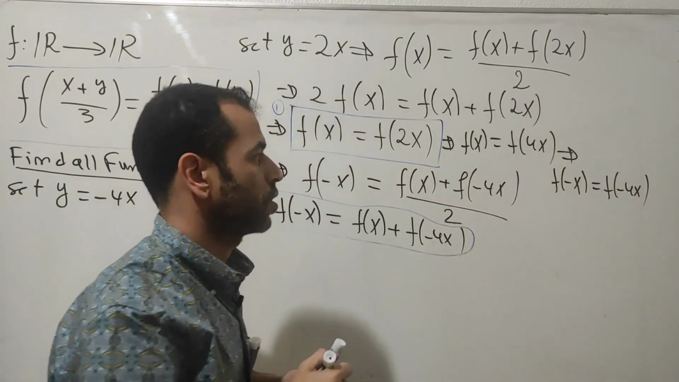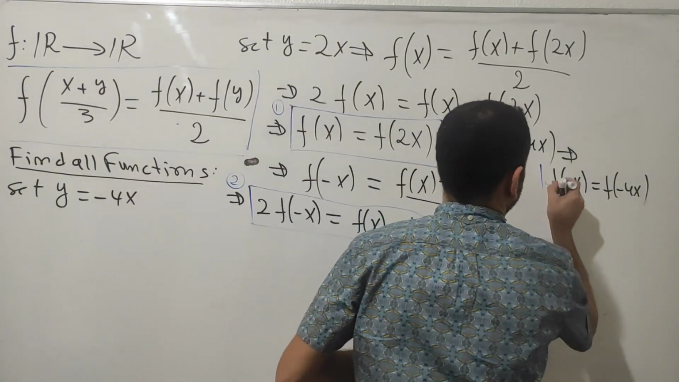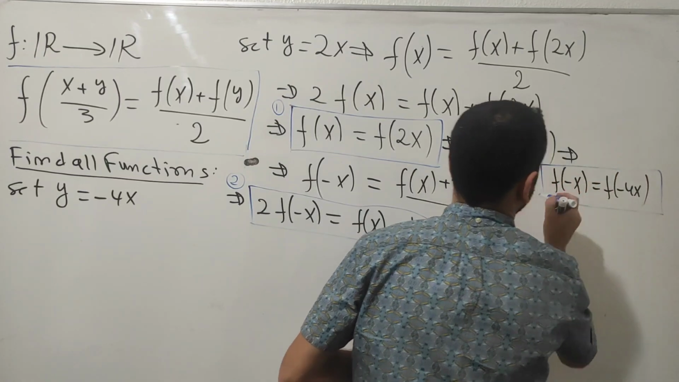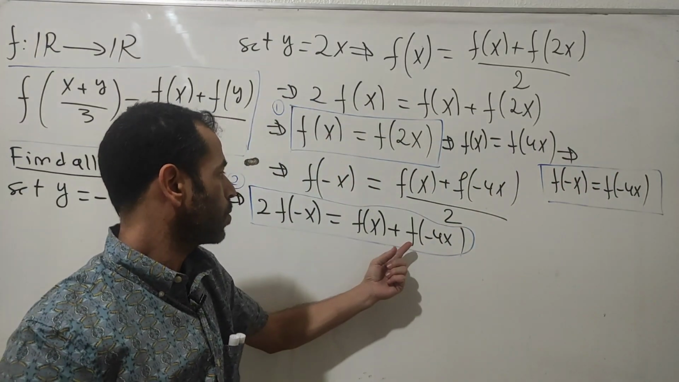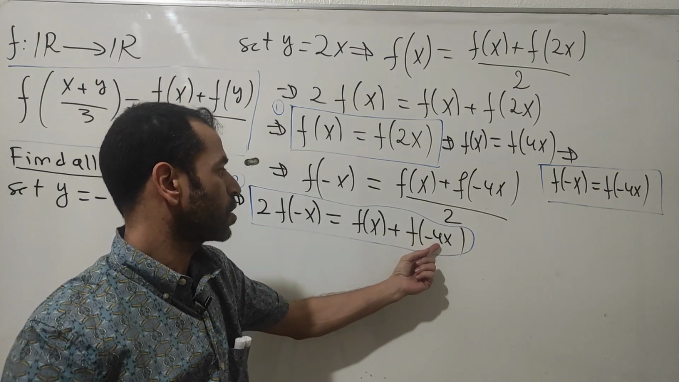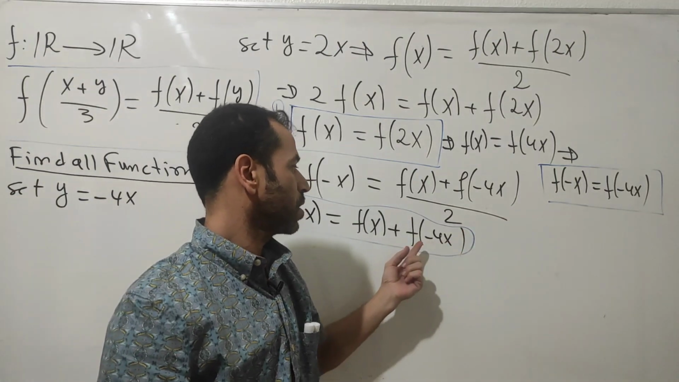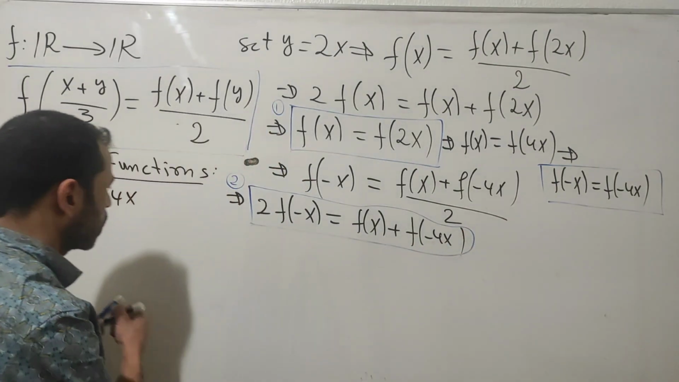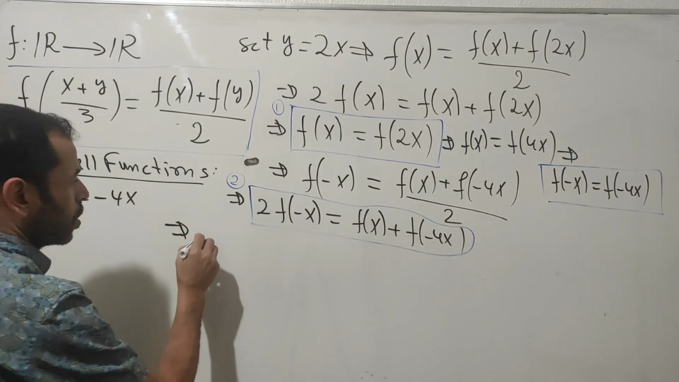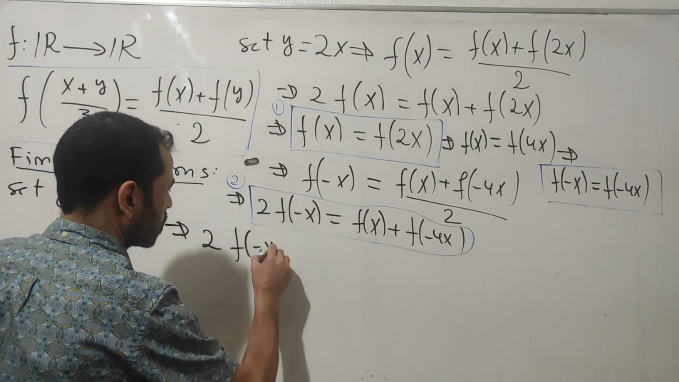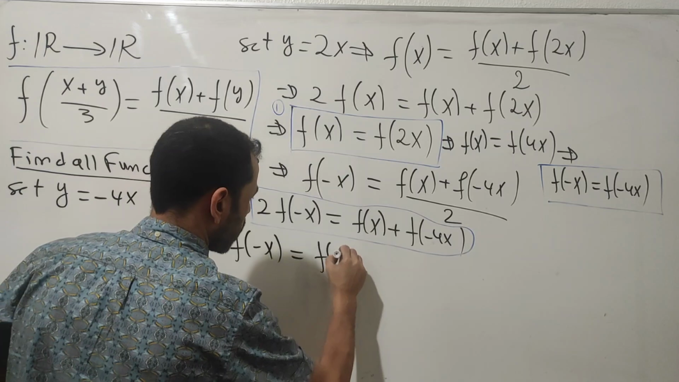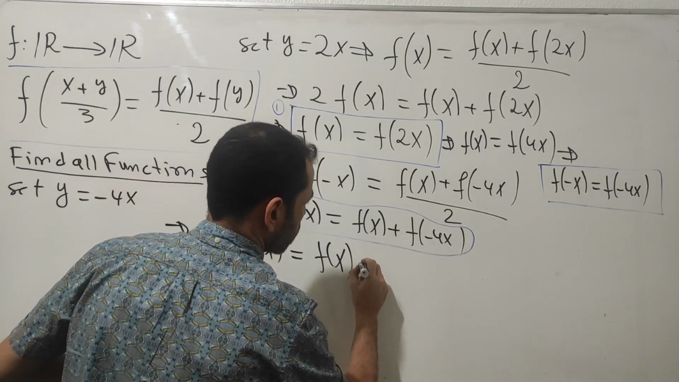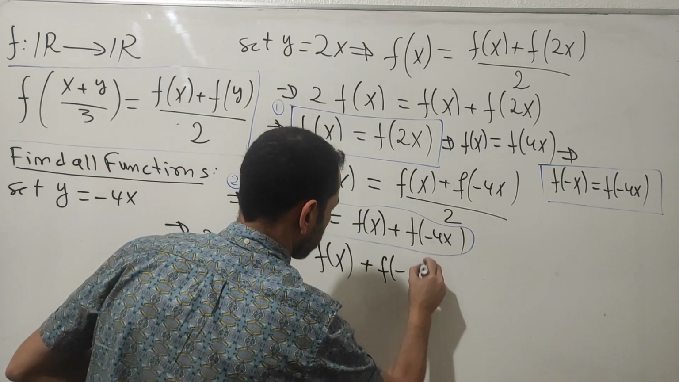Okay, it's more clear. So we have a nice relationship between them. What to do now? I'm going to replace f of minus 4x with f of minus x in the second equation. So I get the following: 2 times f of minus x equals f of x plus f of minus x.